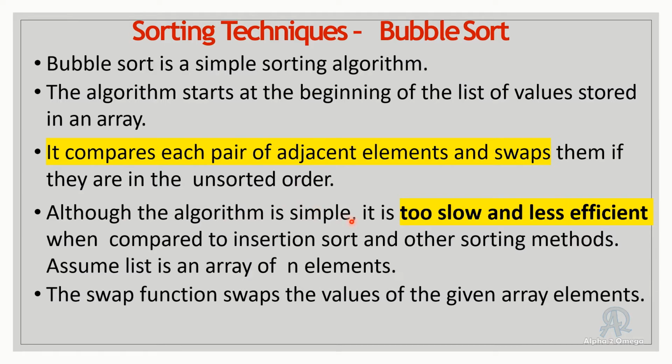Although the algorithm is simple, it is too slow and less efficient. Bubble sort is quite slow and less efficient when compared to insertion sort and other sorting methods. The swap function swaps the values of the given array elements, so you should know the meaning of the swap function.